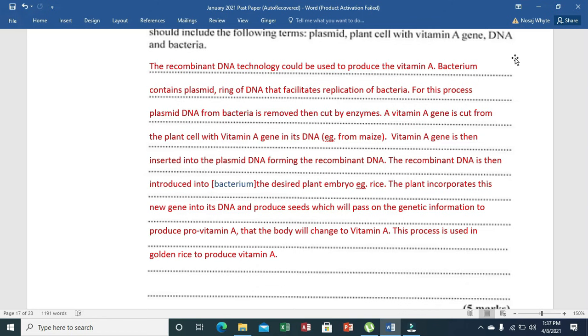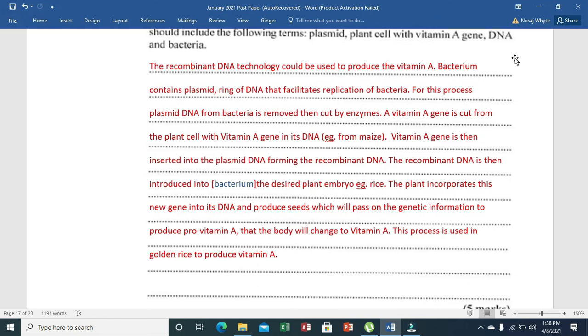Now, look what happens next. The recombinant DNA is then introduced into, where I have this blue bacteria, this is what would have happened for insulin production. Ignore it for this question. I'm just using it to teach. So what would happen here is that the recombinant DNA is then introduced into the desired plant. For example, this would be the rice, the desired plant embryo.